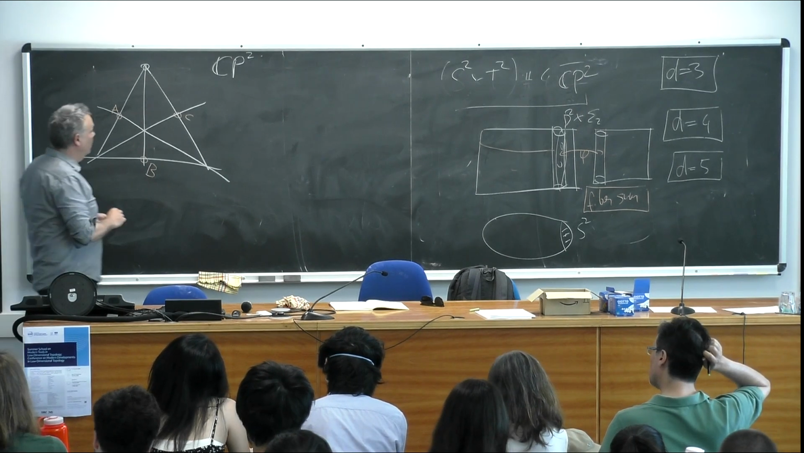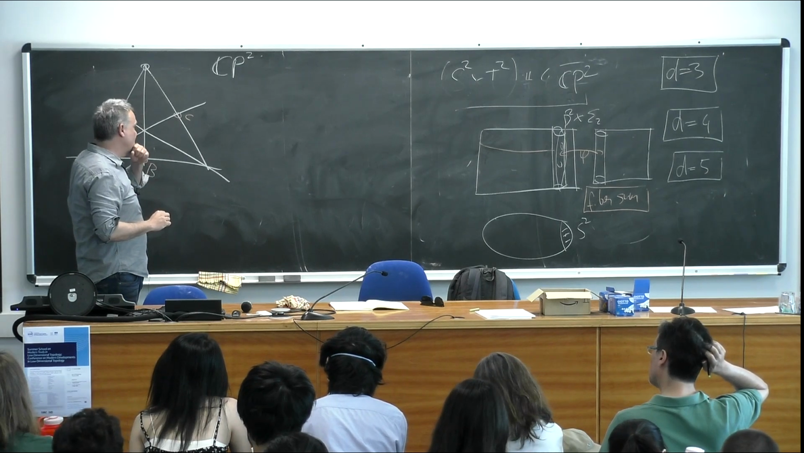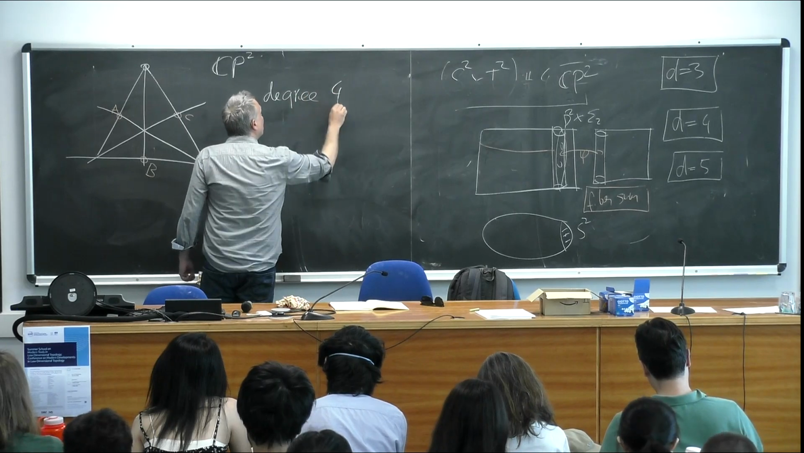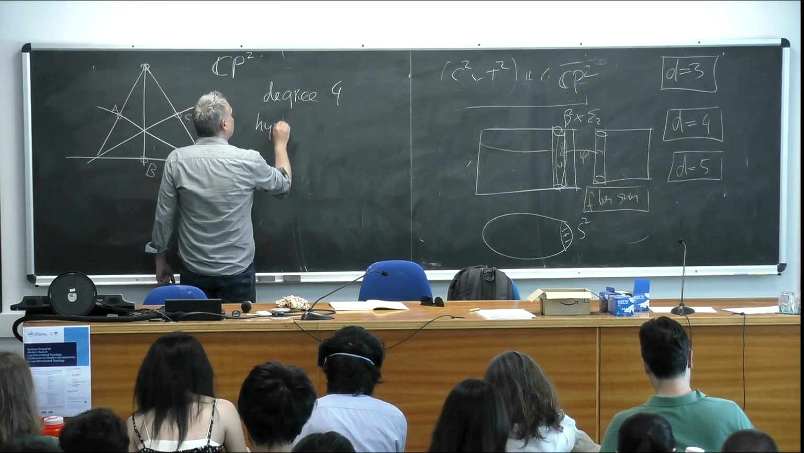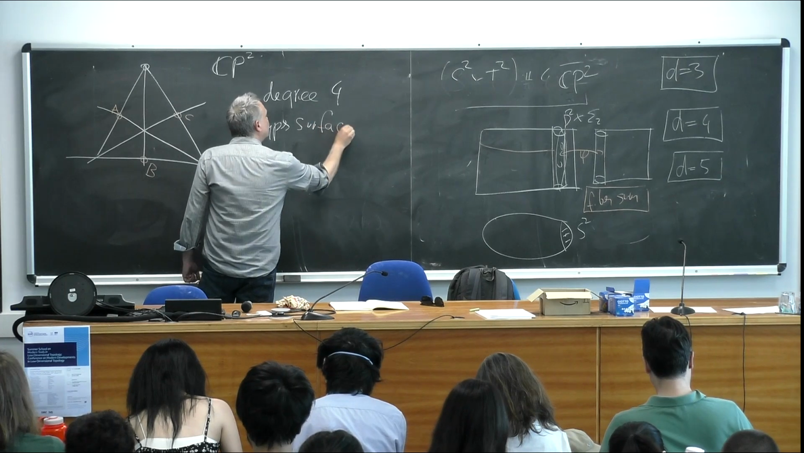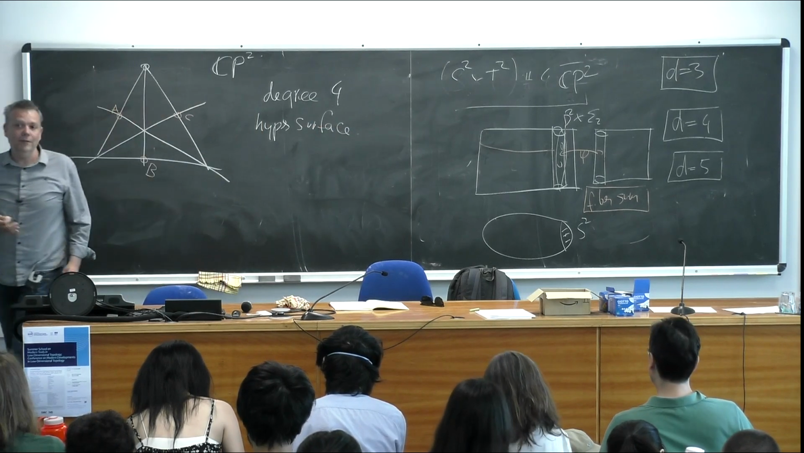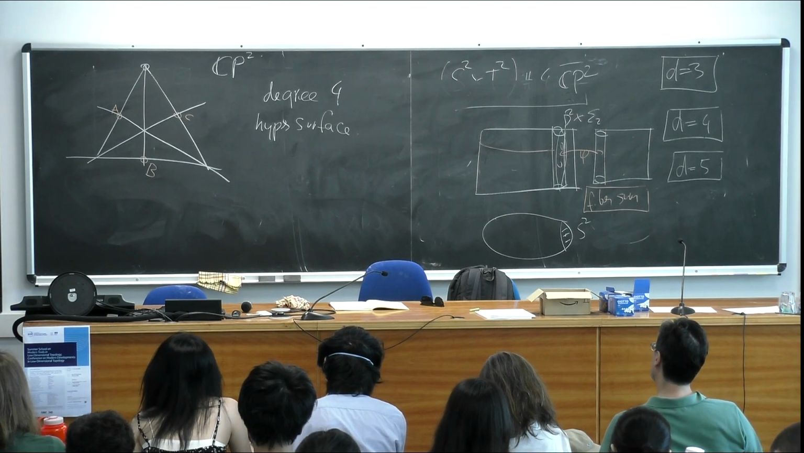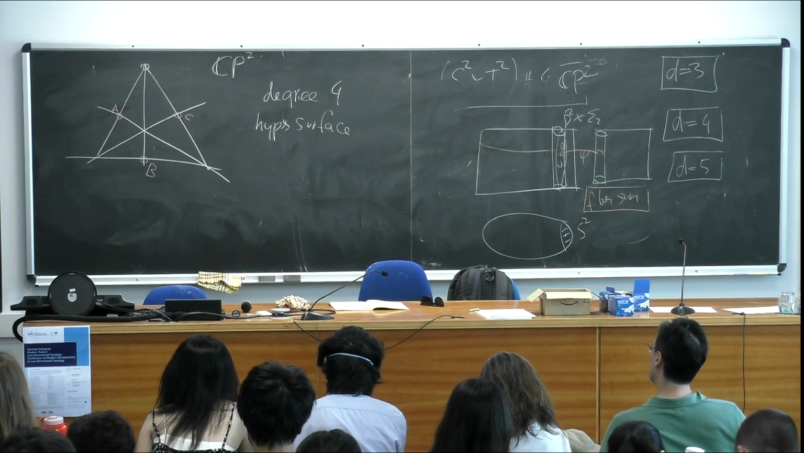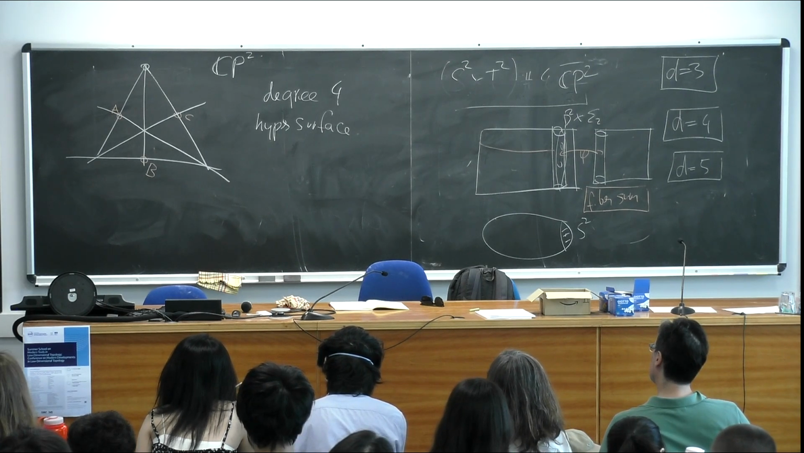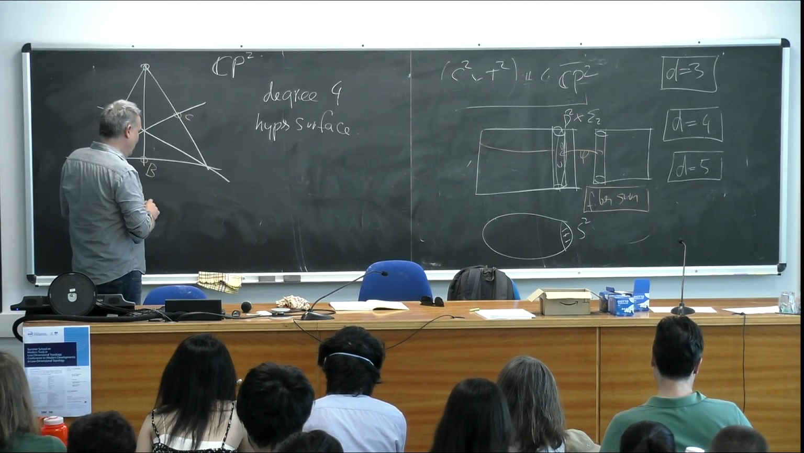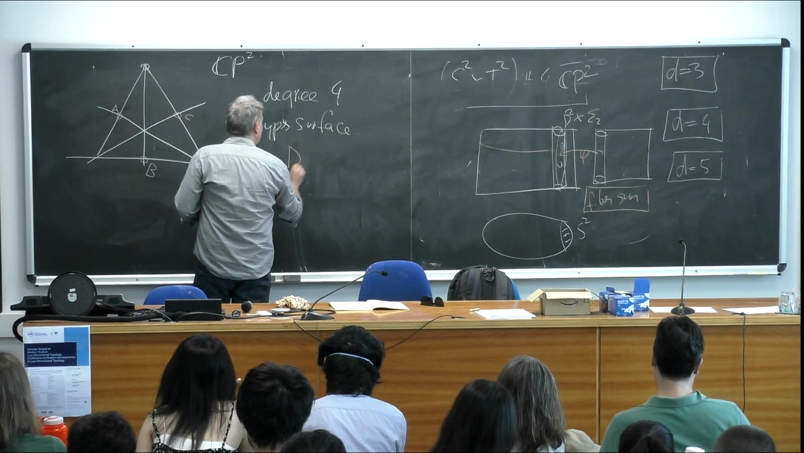And what Xiao does is to construct a degree 4 hypersurface. This, remember, is just a homogeneous equation of degree 4 in, I guess, 3 variables, right? But he wants a very, very special degree 4 hypersurface. Yes, so let's call this D.